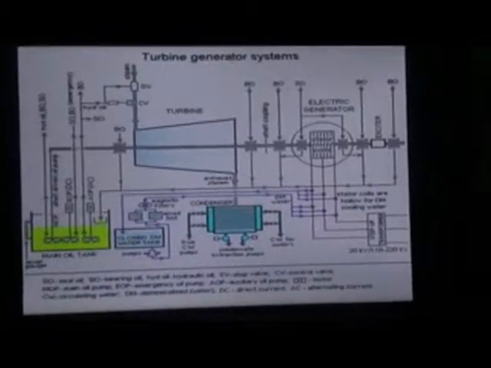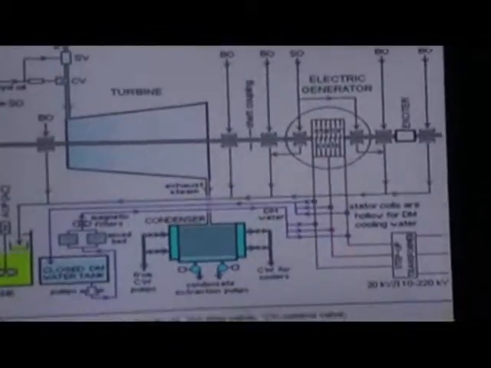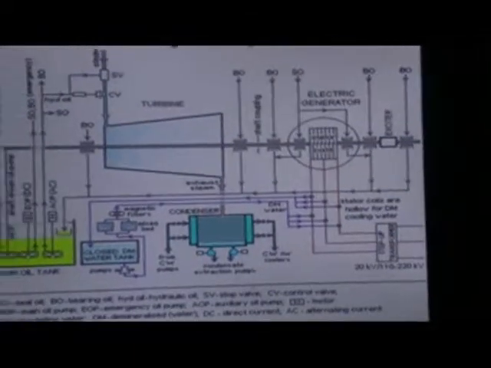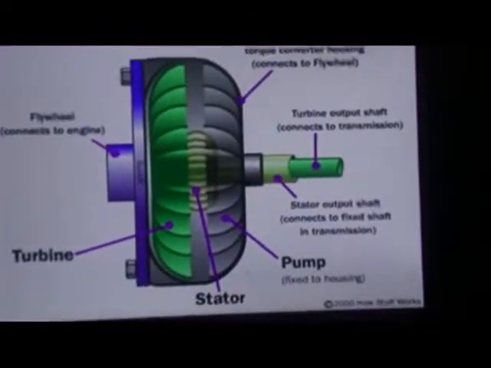Energy transmitting turbo machines: a turbo machine which transmits energy from the device to the drive shaft is termed as an energy transmitting turbo machine. Example, torque converters.